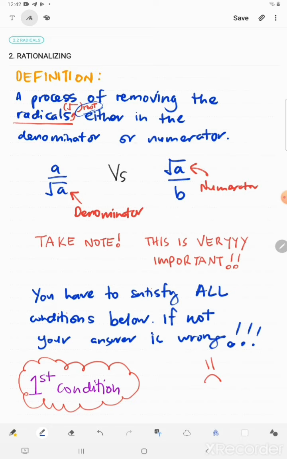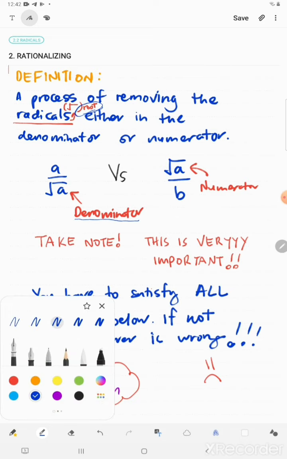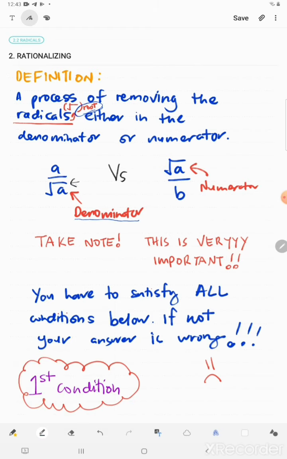So what is the denominator? Denominator, we can see that here I already wrote the notes. The denominator is when we have a fraction where we have radicals, a radical sign in the denominator. So this is the radical sign. And we also have to apply rationalizing if we have a radical sign in the numerator part.